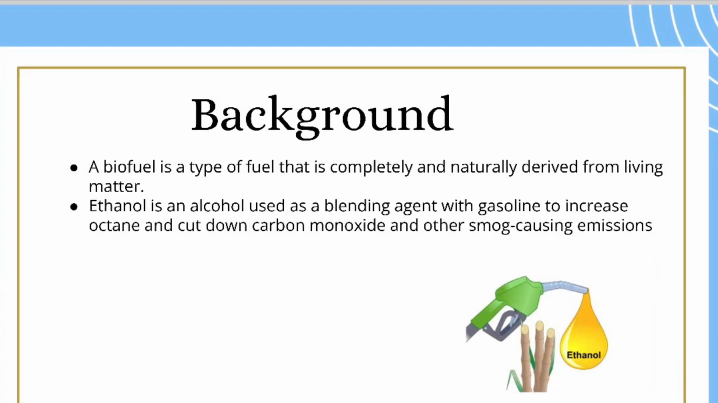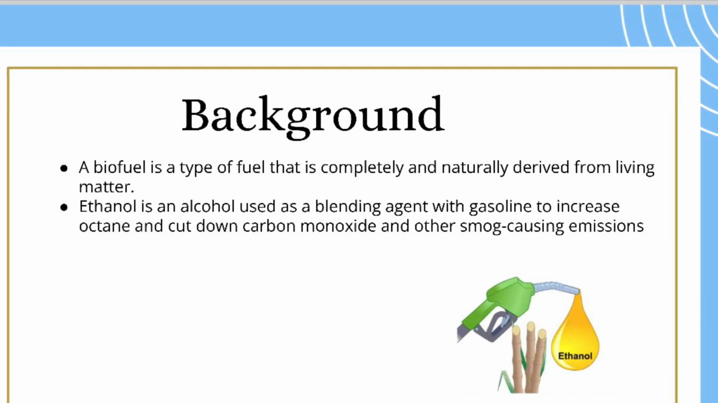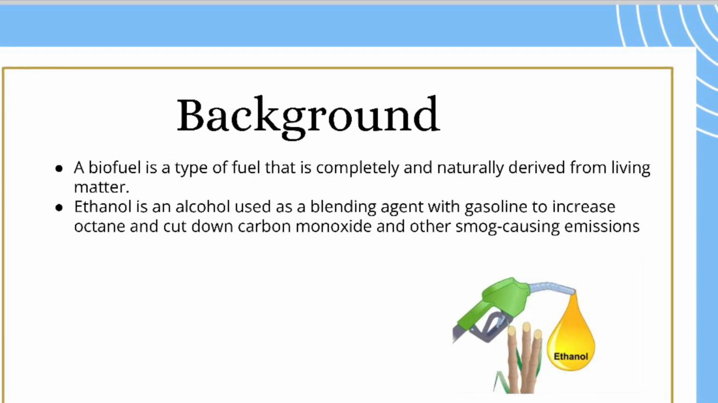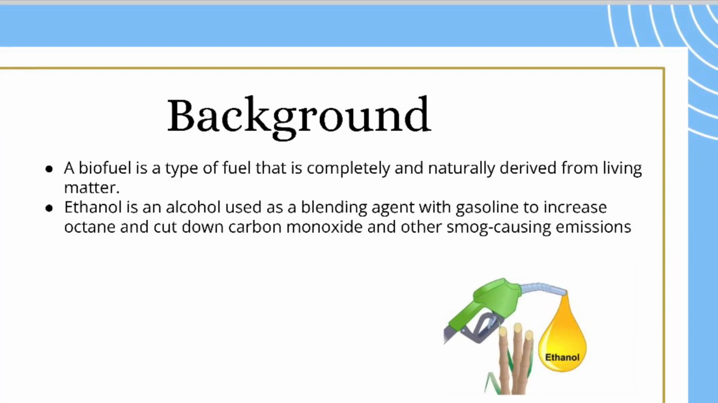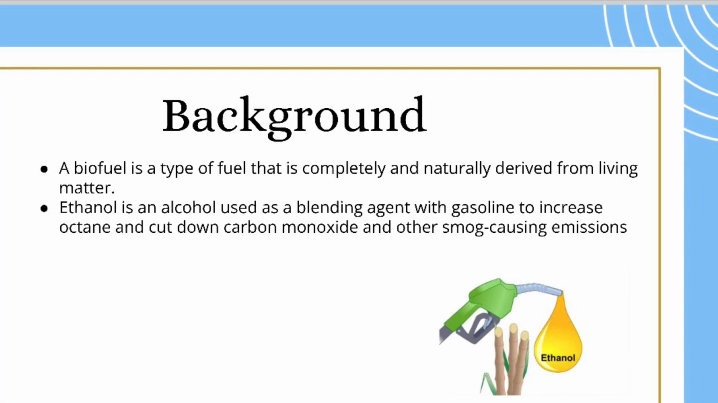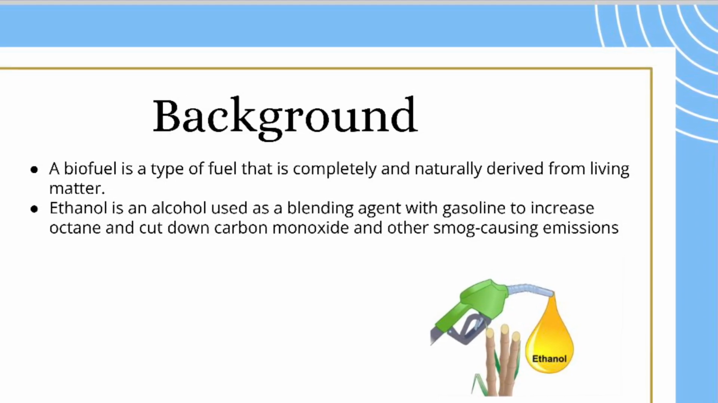Ethanol specifically is an alcohol used as a blending agent with gasoline to increase octane and cut down carbon monoxide and other smog-causing emissions. And ethanol has played a bigger role as climate change issues have become greater, and it helps with the elimination of greenhouse gases.